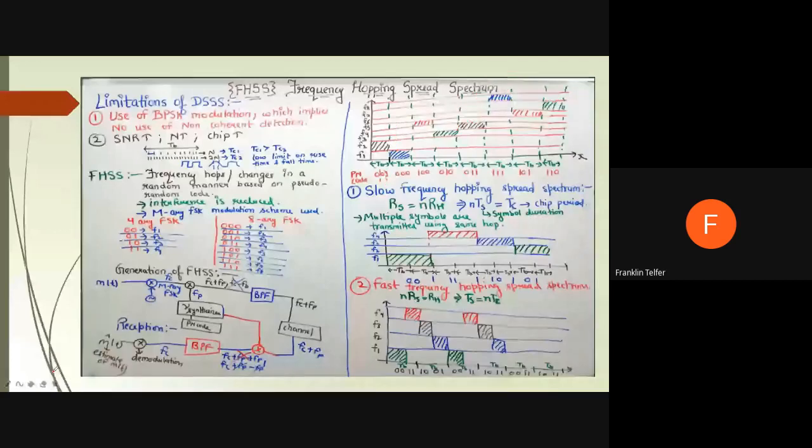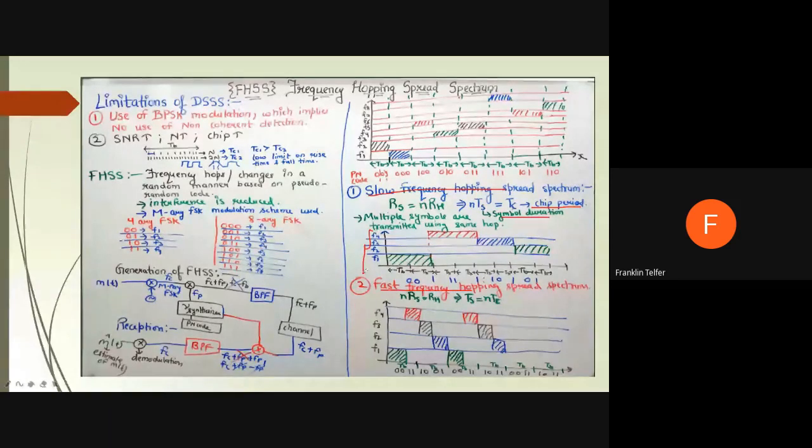So there are two types of frequency hopping: slow frequency hopping and fast frequency hopping. Here let us take RS, the time period, as the symbol duration. With respect to the transmitter and receiver, it can be written as TS, where TS is the symbol duration, and TC is the chip period. From this small formulation, we'll find out what this graph determines.